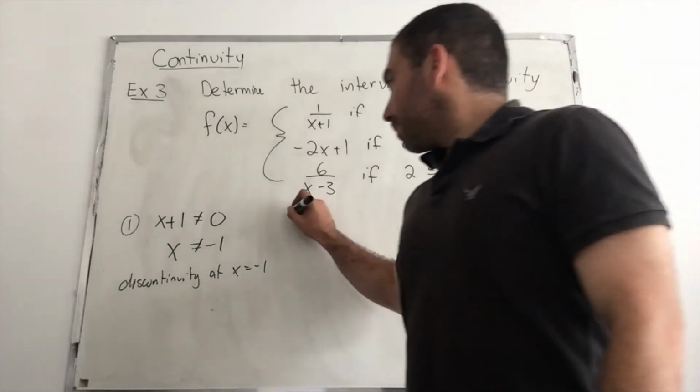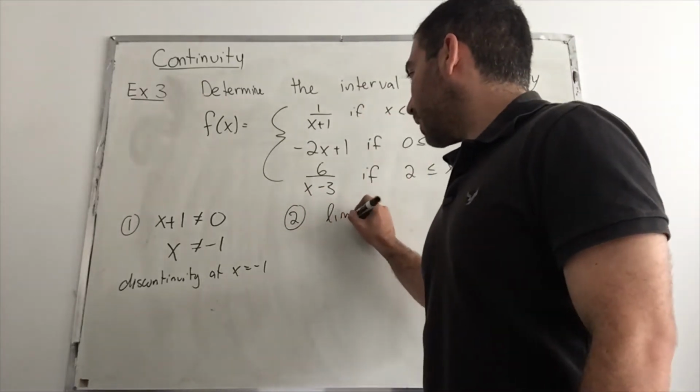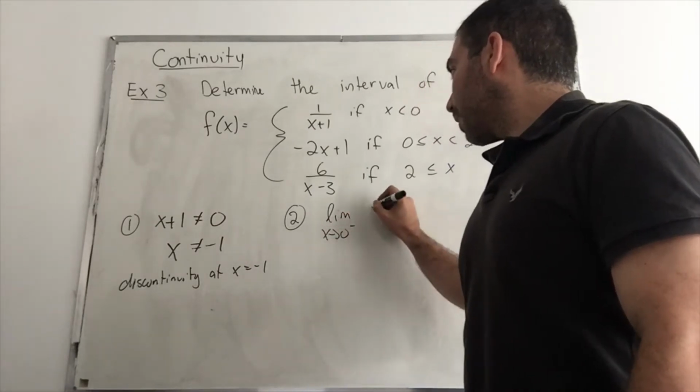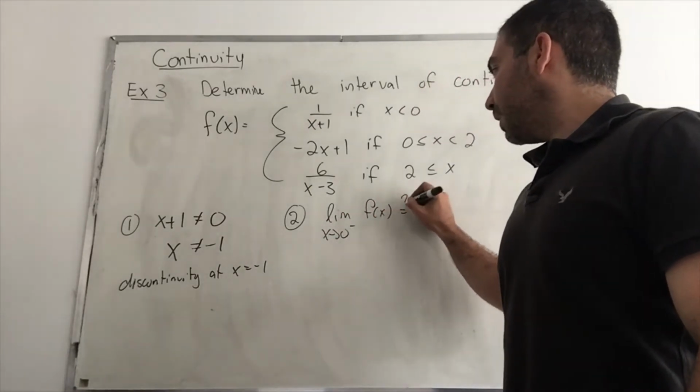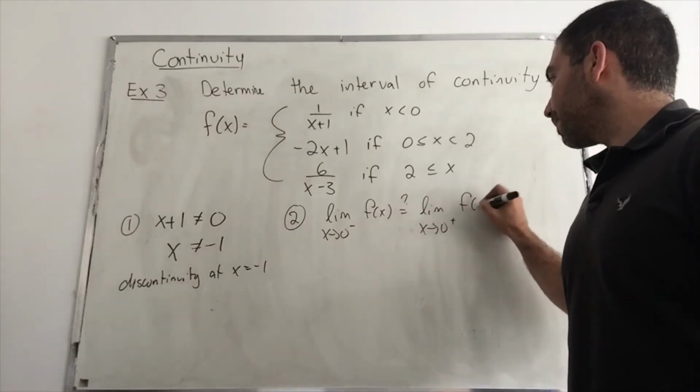So step 2, the second thing we have to check is if the limit exists. We want to see if the limit as x approaches 0 from the left of this function is equal to the limit as x approaches 0 from the right of this function.